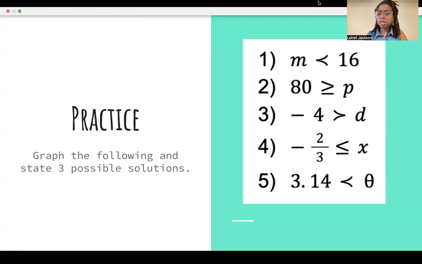All right, so now you can practice with these 5 inequalities on a sheet of paper and list 3 possible solutions, okay?